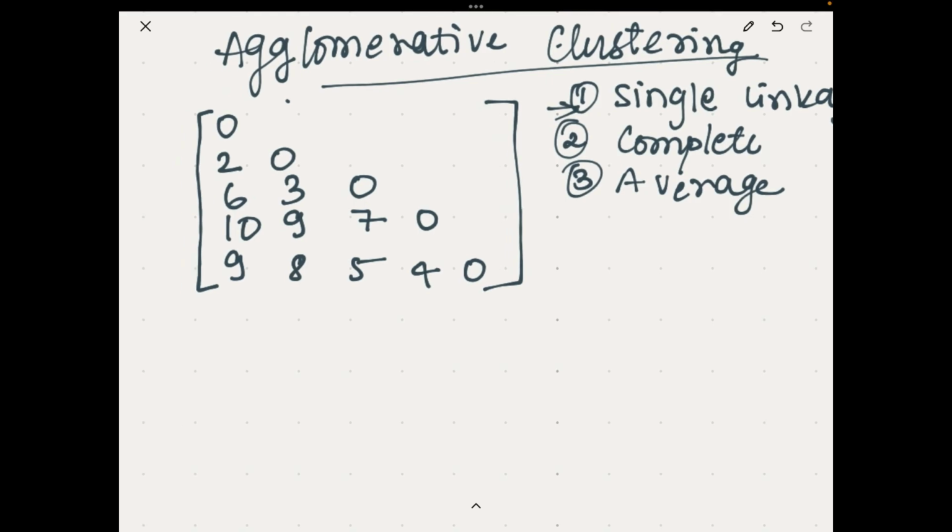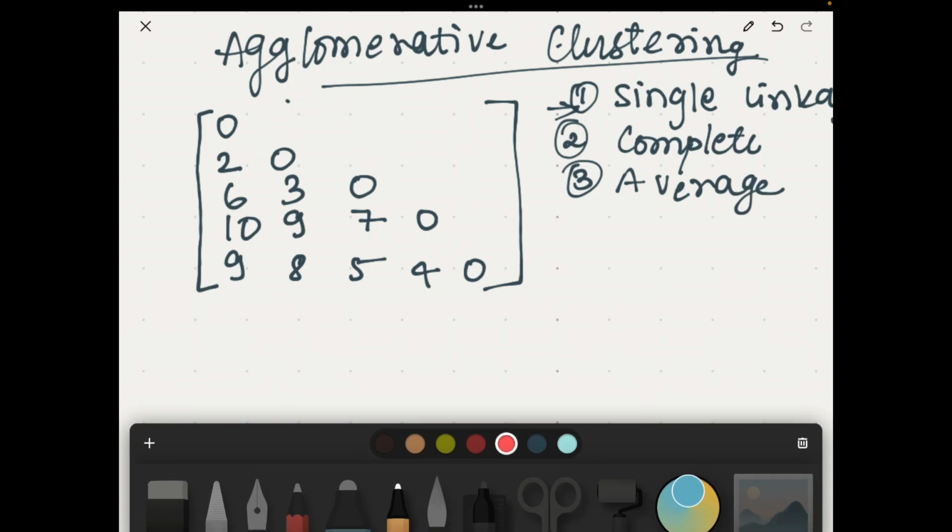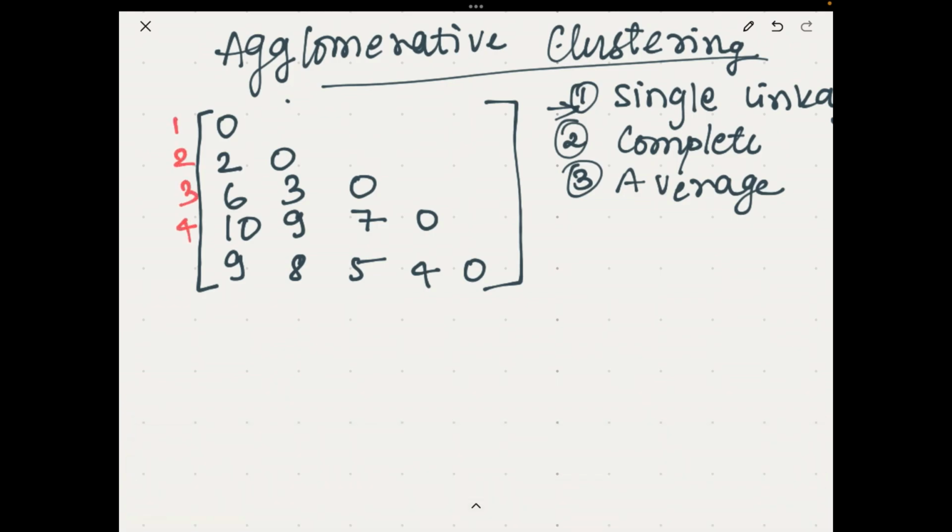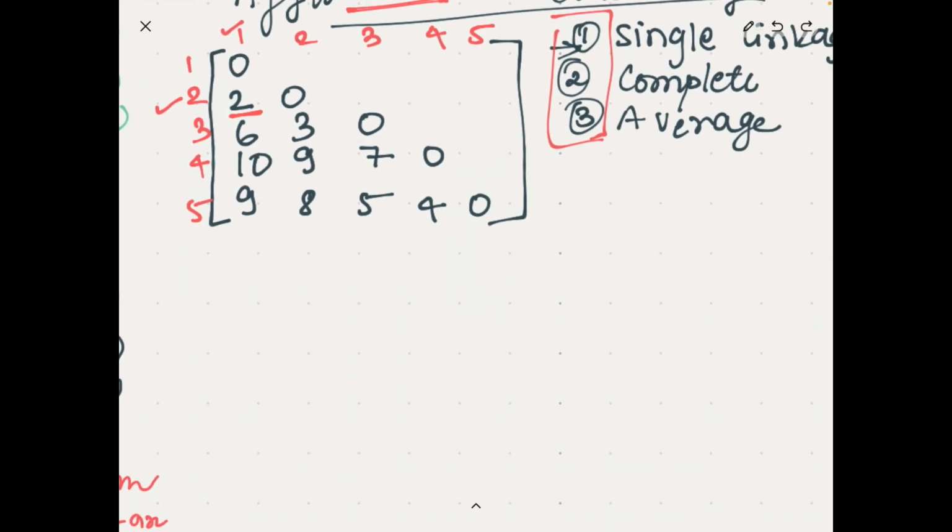So you would be given a matrix of this form, so we can just label it as 1 2 3 4 5, and again 1 2 3 4 and 5. In agglomerative clustering, what we are going to do, which is common to all three kinds of linkages, is spot the minimum distance in this entire matrix. So we can see we have got 2, 3, 4, so 2 is the least, and that is 2 and 1. That is giving us this 2 here. So we are going to merge these two together.